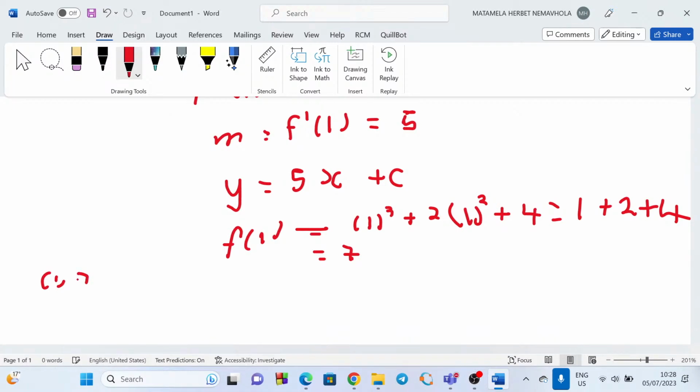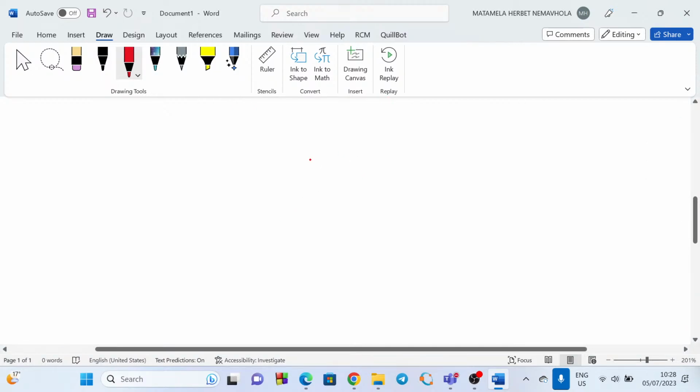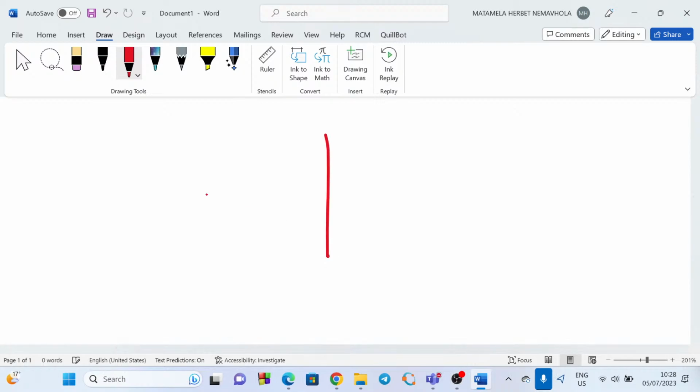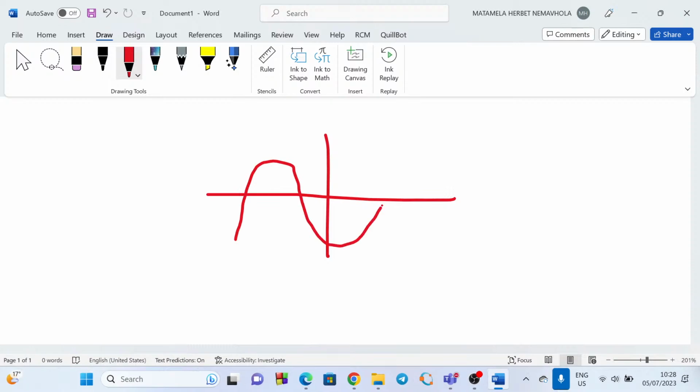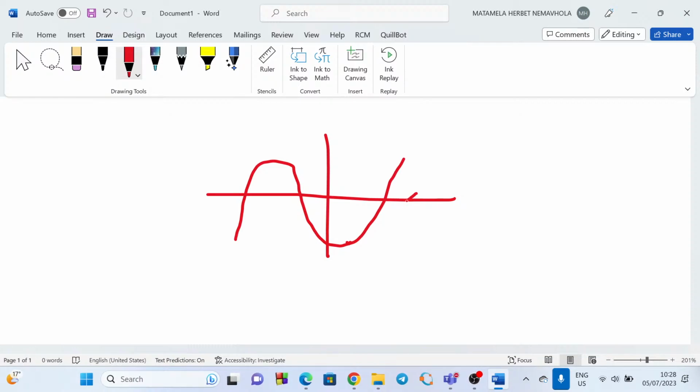We get 7. So remember, if we have a cubic graph, I'm not going to draw that graph. I'm just going to show you how a cubic graph can be. It's an example. A cubic graph can be a graph like this. You will find that when x equals 1, let's assume this is where x equals 1, that's when the tangent touches. You will find that this tangent is touching here. You see, this is a tangent line.